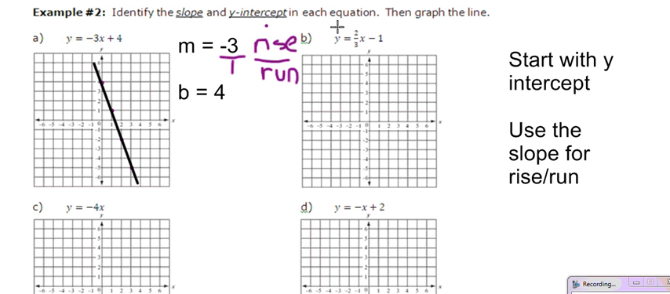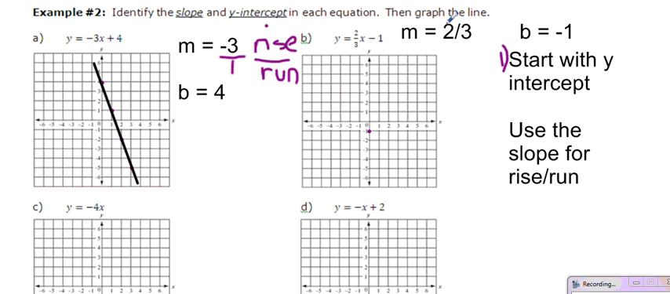So let's look at B. For B, my m, or slope, is 2/3, 2 over 3. My y-intercept, now be careful, it's 2/3 x minus 1, so my y-intercept is -1. So I'm going to follow my rules. I'm going to start with the y-intercept. So my y-intercept is -1, so on the y-axis, I make a point at -1.